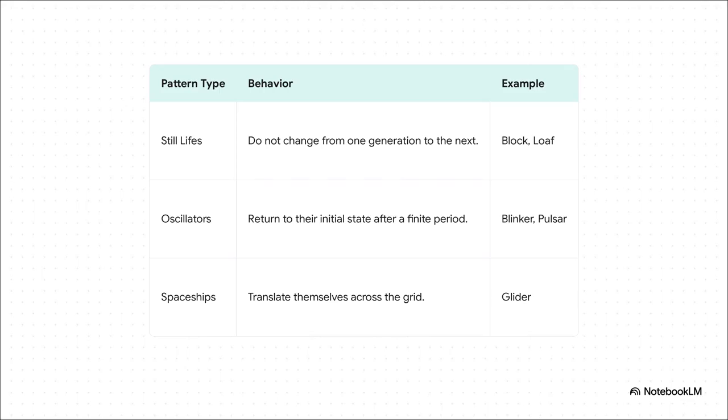So the most basic things you'll see are called still lives. They are just stable patterns that, once they form, never change again. Then you've got oscillators, which are patterns that pulse or blink, cycling through the same shapes over and over. And then you get the ones that really change the game, spaceships. These are patterns that actually move across the grid.